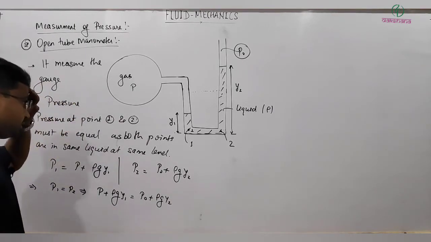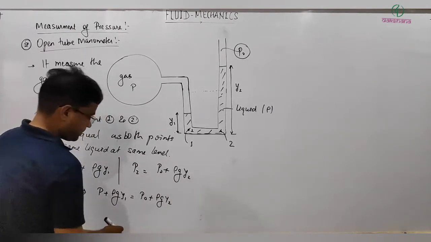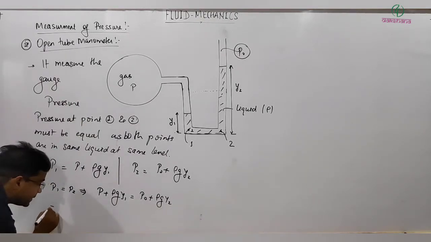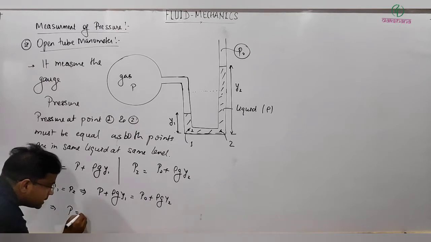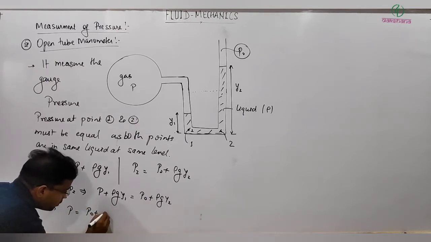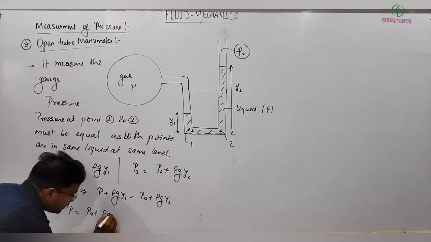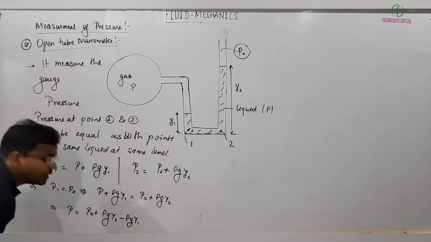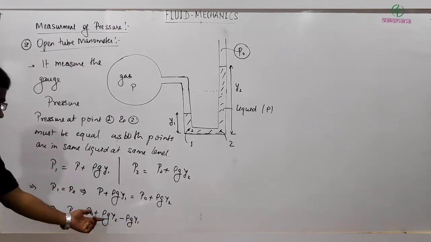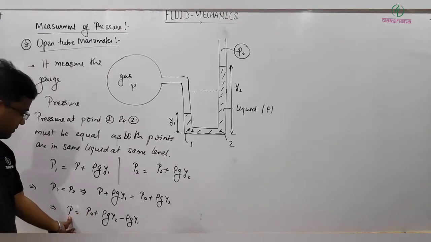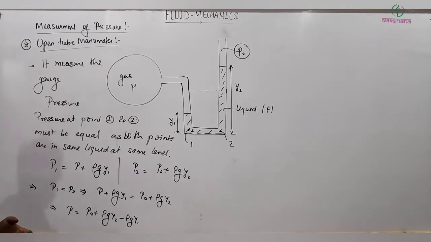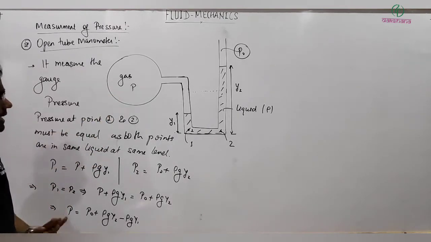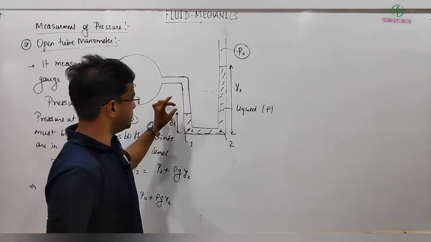So from here we can get P equal to P naught plus rho g y2 minus rho g y1. Is it understood? In this manner we get the total pressure, or absolute pressure, of this container, and the gauge pressure will be simply equal to the difference in height.